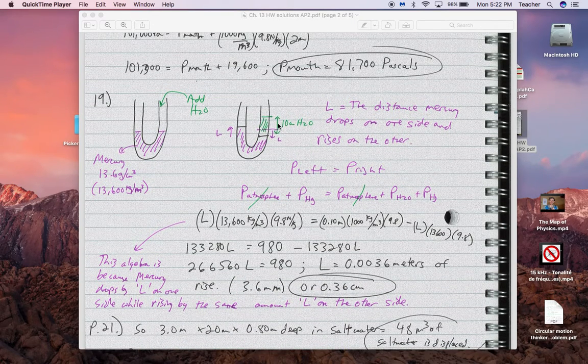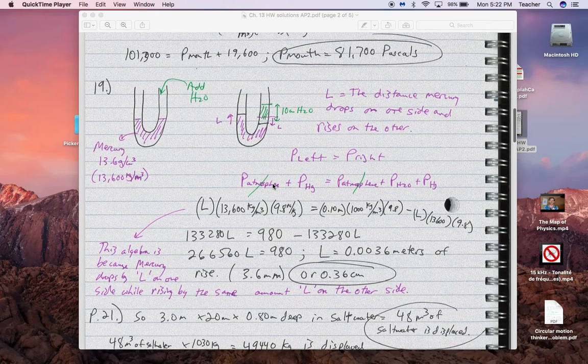So note that I've got a color-coded solution here. Purple means mercury, green means water. Must be some algae growth, who knows? So for whatever reason, the problem said that the water was added on the left side, and I did it on the right side here. Don't get confused by that, obviously.